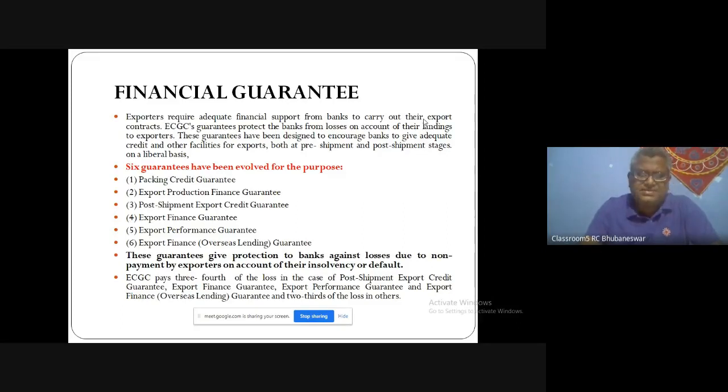It can be divided into different parts. If you talk about financial guarantee, there are six different types of guarantees in my PPT: packing credit guarantee, export production guarantee, post shipment guarantee, financial guarantee, performance guarantee. Through these guarantees, ECGC pays three-fourths of the particular losses. ECGC has guaranteed to protect the bank from losses on lending to exporters, due to this type of guarantee scheme they have framed.